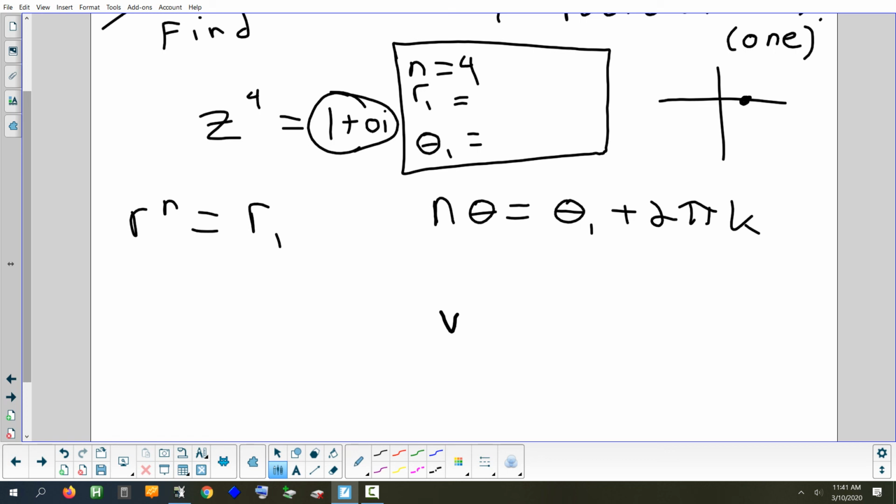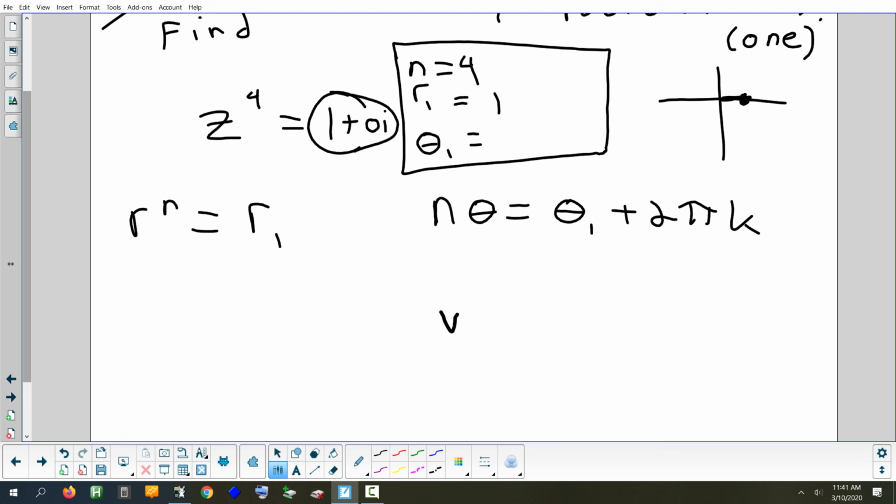Well, 1 squared plus, what's the imaginary part? 0. So what's 1 squared plus 0 squared? 1. And what's the square root? 1. So it's just 1 unit. So your radius is 1 unit.